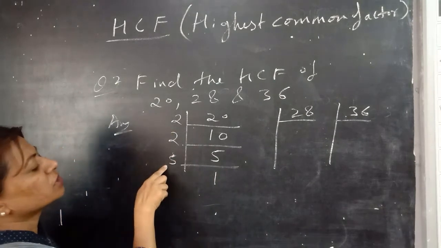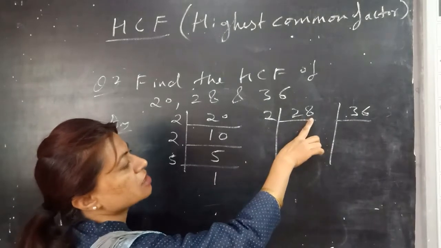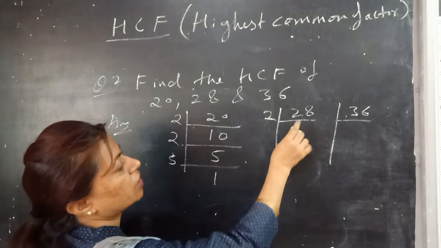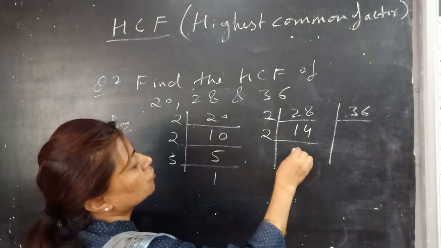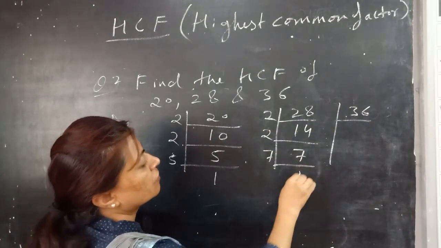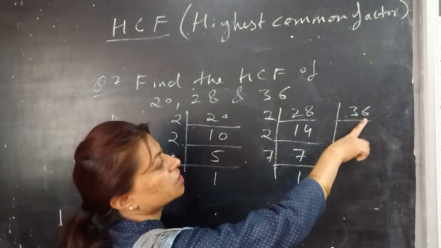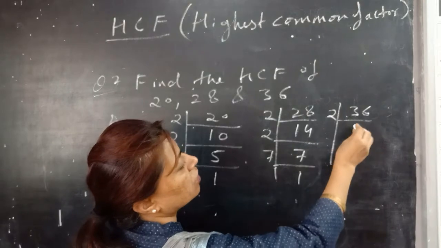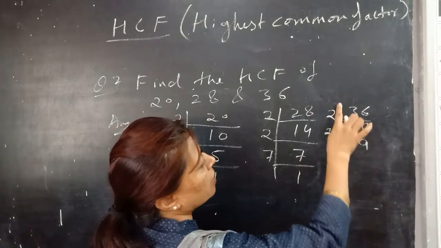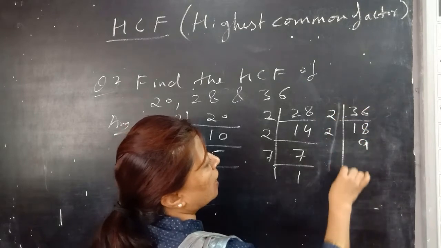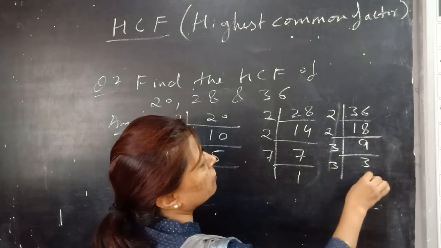Here also all the numbers are prime numbers. 28 can also be divisible by 2 because the last number is 8 and 8 is divisible by 2. So 2 into 14, 2 into 7, and 7 into 1. Next, 36: the last number is 6, so this can also be divisible by 2. 2 into 18, then 2 into 9, then 9 comes in the table of 3, so 3, 3 and 3, 1.